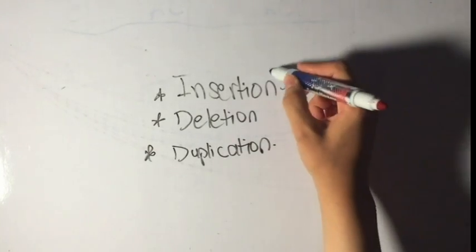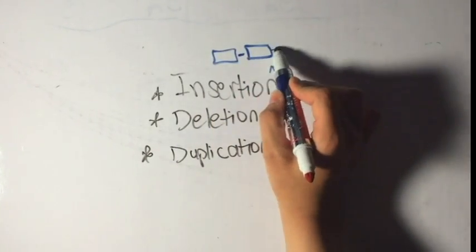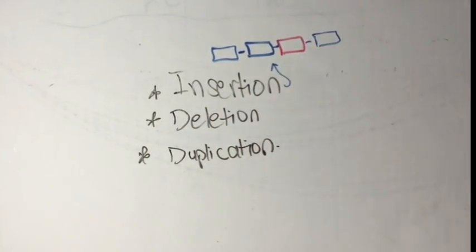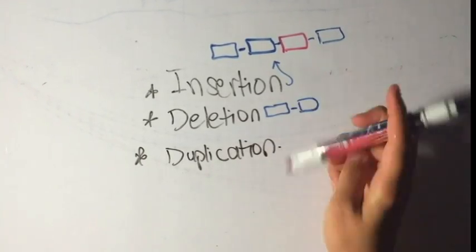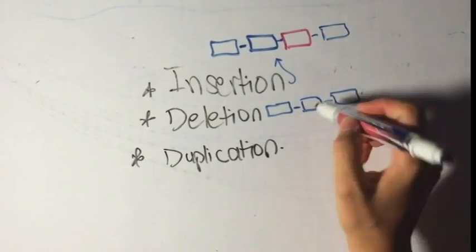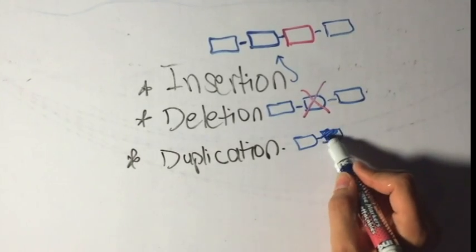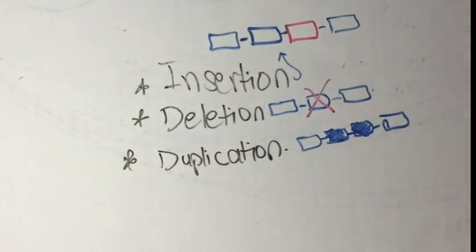Insertion occurs by adding DNA bases, in which the gene may not function properly, while deletion is when there is a change in DNA bases by removing a piece of DNA. And duplication consists of a piece of DNA that is abnormally copied one or more times.